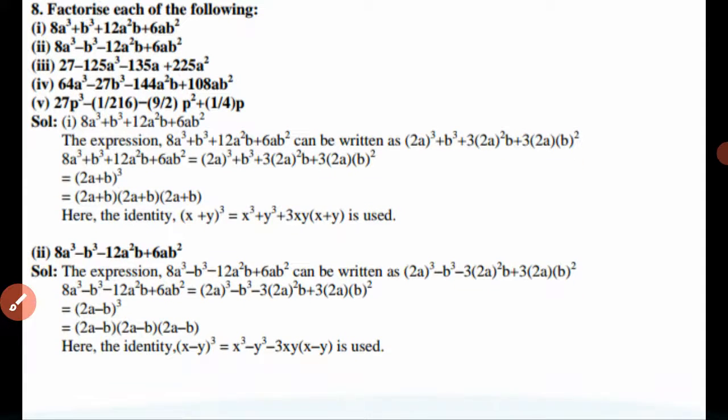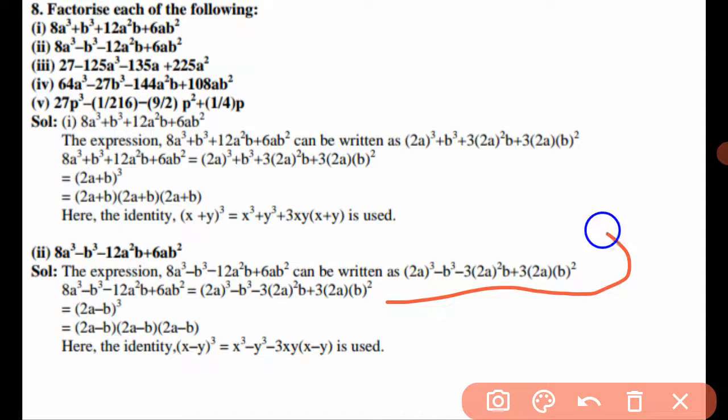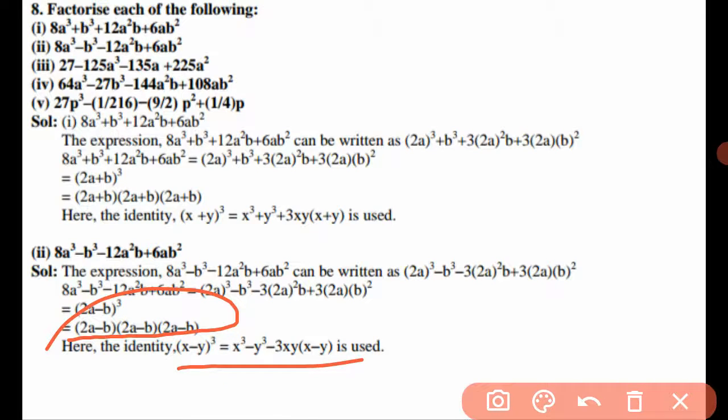Now see the second part. In the second part it is given 8a cube minus b cube minus 12a square b plus 6ab square. In this also we can write it in this form. By expanding it, it can be written as 2a whole cube minus b cube minus 3 into 2a square b plus 3 into 2a into b square. Now by solving it will be equal to 2a minus b whole cube. So we will write it 3 times: 2a minus b, 2a minus b and 2a minus b. In this we use the identity x minus y whole cube.